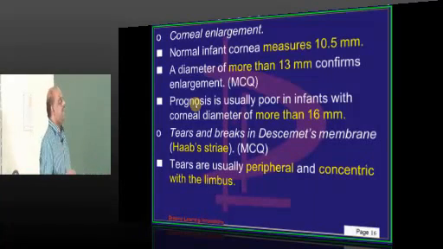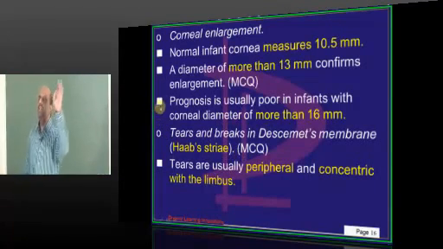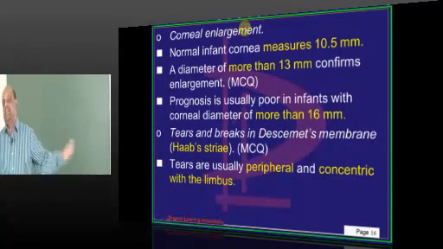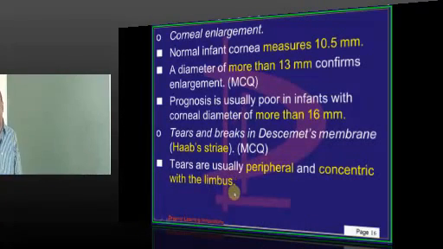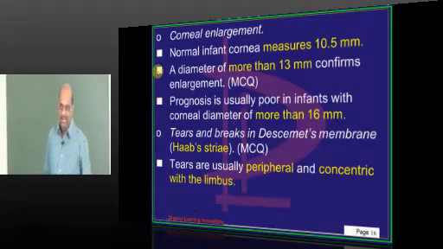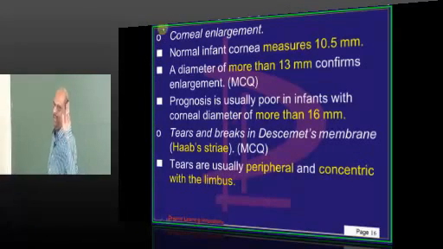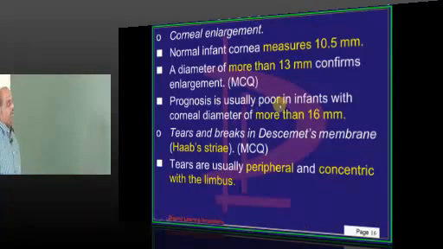If this diameter goes to more than 16 millimeters, the prognosis of congenital glaucoma becomes worse. Now what is a very important hallmark of congenital glaucoma, doctor? Tears and breaks in the Descemet's membrane. What are they called? Haab's striae is what you should remember, the buzzword. Haab's striae are what you classically see in congenital glaucoma.